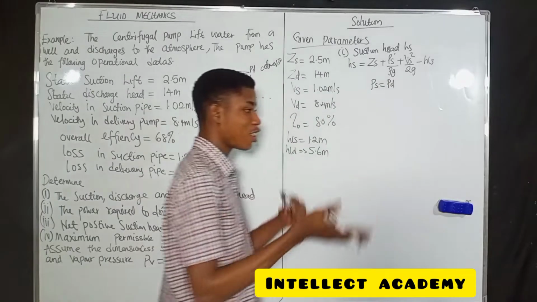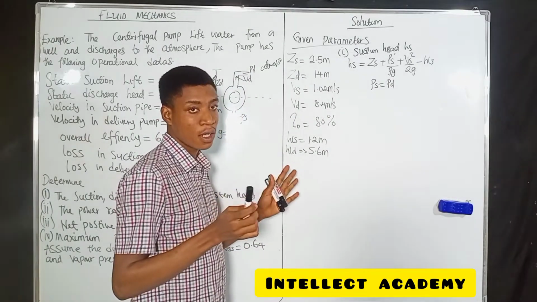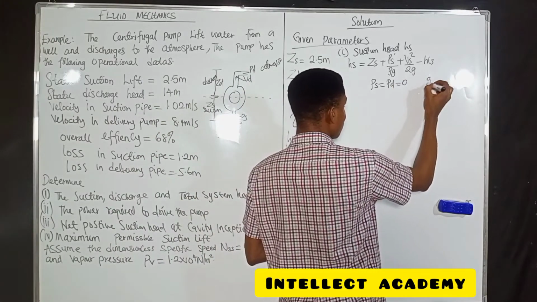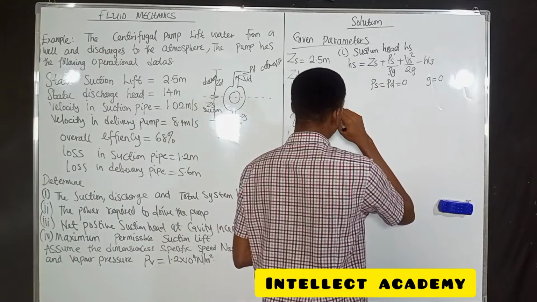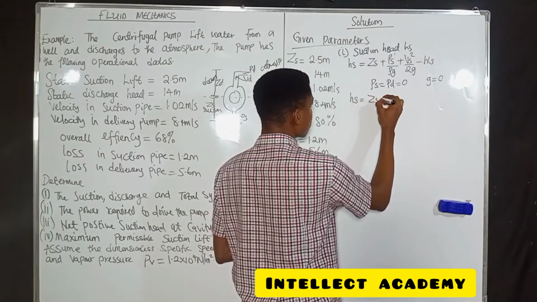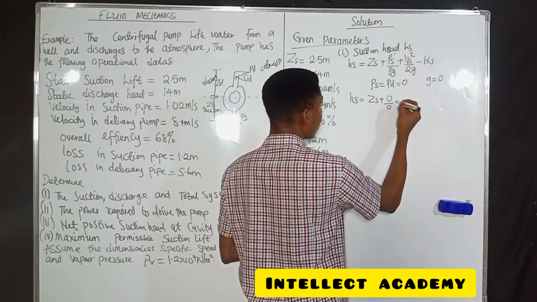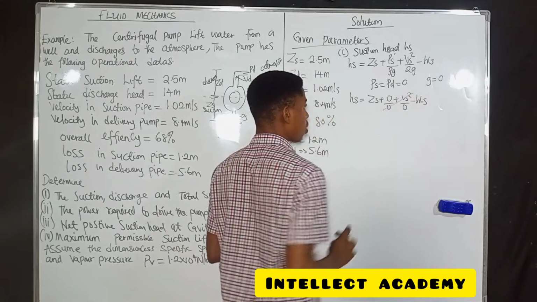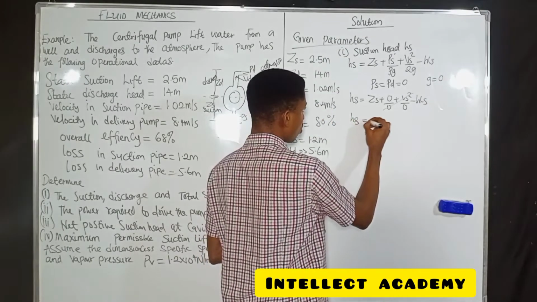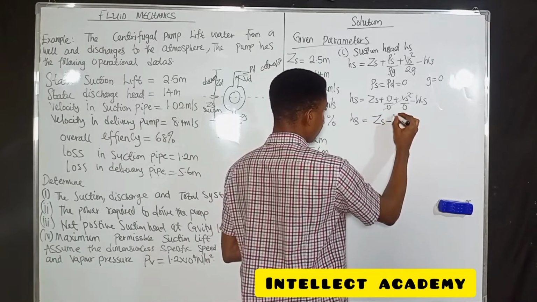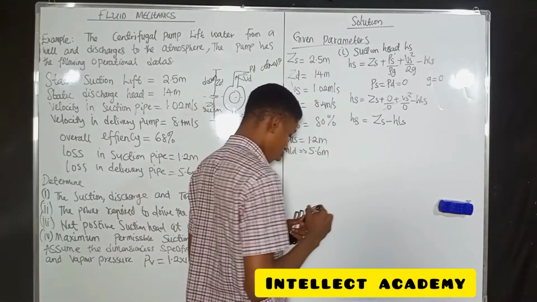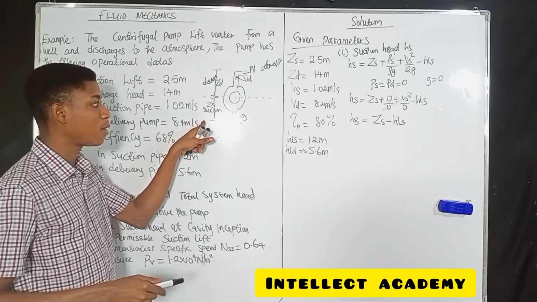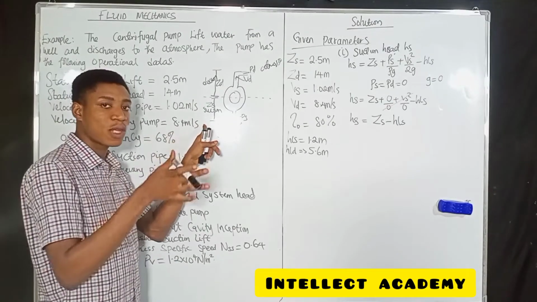Take note, since it's discharged to the atmosphere, PD is equal to PX, which is equal to 0, and gravity is equal to 0. So if we do that, we're going to have HS equals ZX plus 0 over 0 here, plus VX squared over 0, negative HLS. We know that this is going to cancel out. So we're going to have HS equals ZX negative HLS. Now take note, at this point, your ZS is below the datum line. Since it is below the datum line, it will be taken as negative.